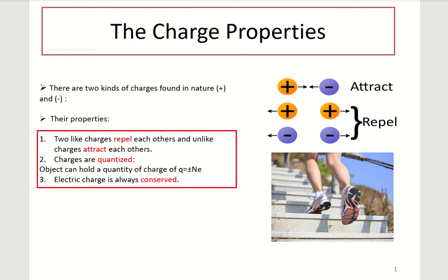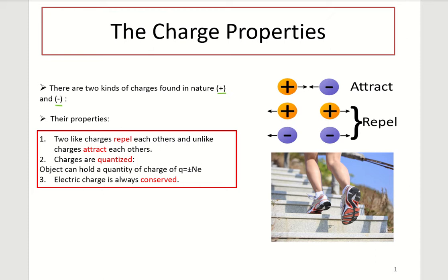Before getting into electricity and before getting into static electricity, I need to discuss some properties, some basics. The first basic that I would like to talk about is the charges and their properties. In nature, it was discovered that there are two kinds of charges, the positive and the negative. So this is how they were called. The properties of these charges are three.